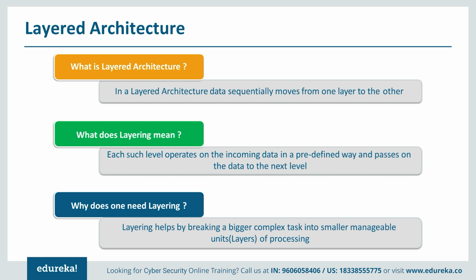What does layering mean? Each layer operates on the incoming data in a predefined way and passes the data to the next level. So each layer is working on how to receive the data, how to process it, and how to send it out. Each layer receives data, processes it, and sends it across to the next layer. Why does one need layering? Layering helps break a single complex task into multiple smaller units, and each layer can process those units to get the tedious single networking task done.